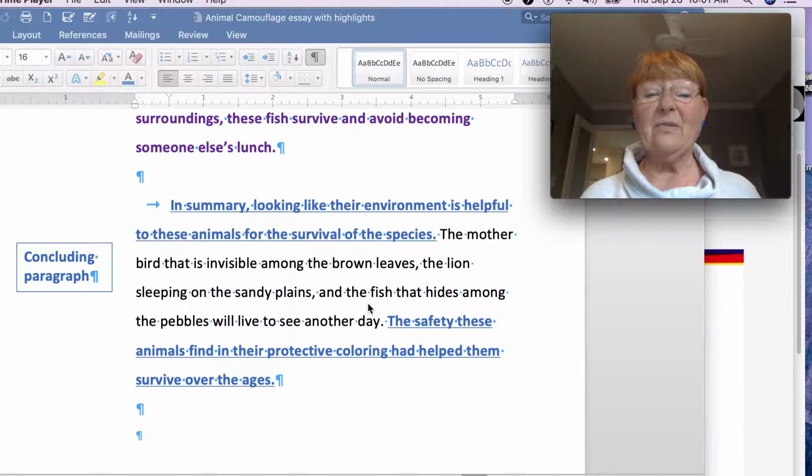Lots of words. Here in the first sentence of the concluding paragraph, it says, in summary, looking like their environment is helpful to these animals for the survival of the species. The last sentence of the concluding paragraph says, the safety these animals find in their protective coloring has helped them survive over the ages. It's basically the same thing over and over.